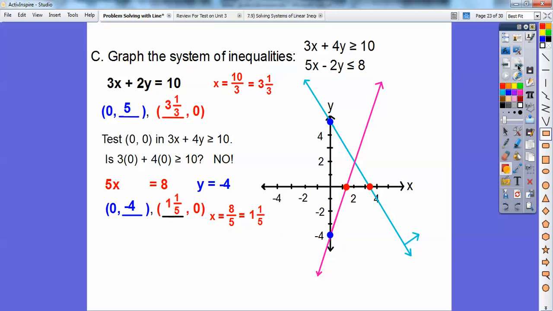Now we're going to test 0, 0 in this inequality. When I plug in 0, 5 times 0 minus 2 times 0, I get 0 minus 0. Is 0 less than or equal to 8? Yes. Since it is a yes, I'm going to shade the side that 0, 0 is on. It's going to be to the left of the pink line and to the right of the blue line, somewhere up in this little pie area.